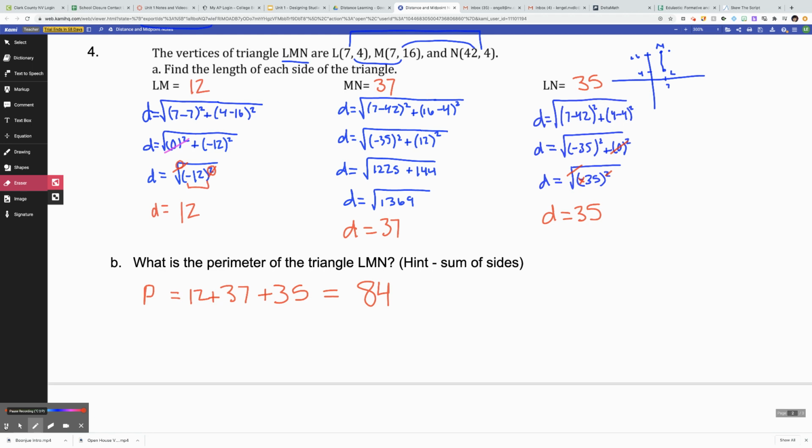And then for LN, I ended up with another 0 in there. See that I was able to cancel out. So I ended up with D equals 35 for that. So your side lengths are 12, 37, and 35.